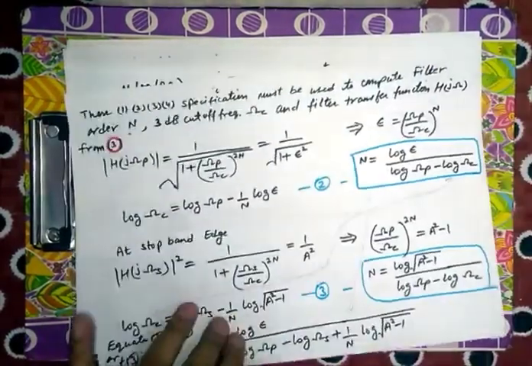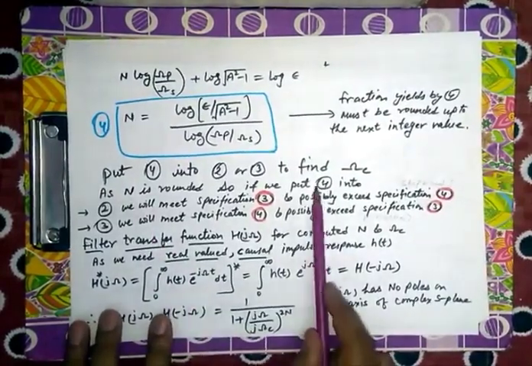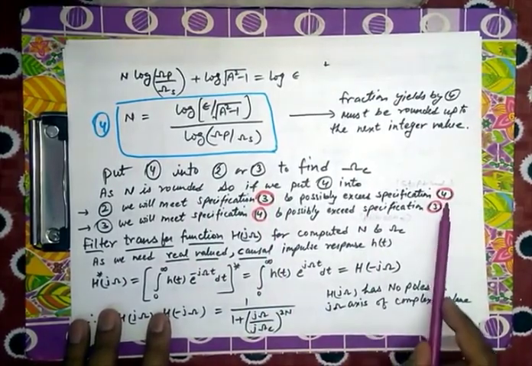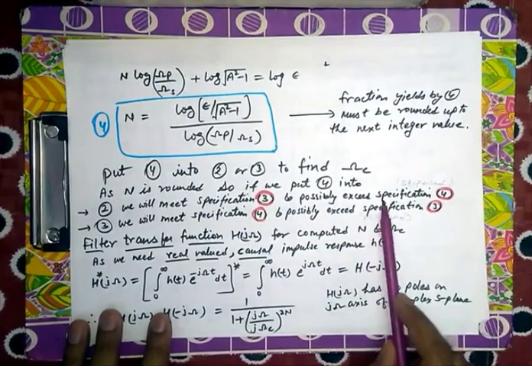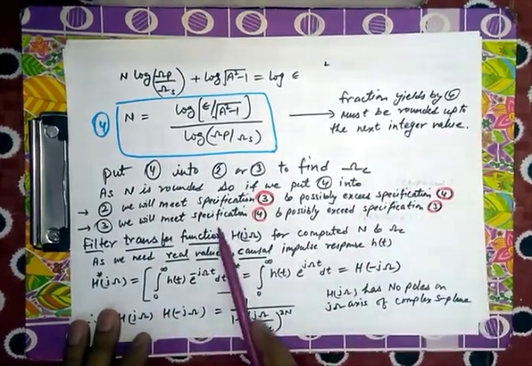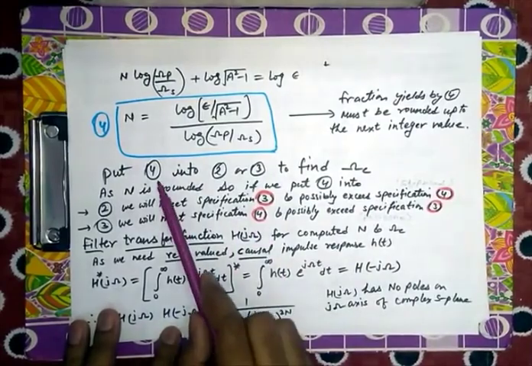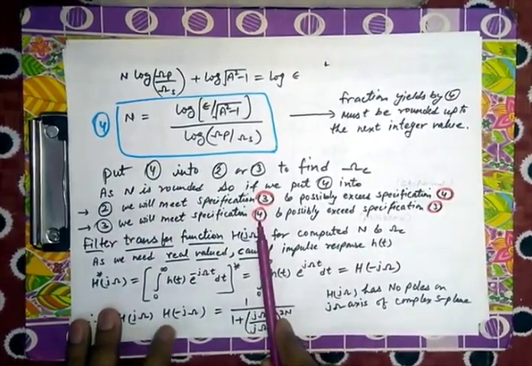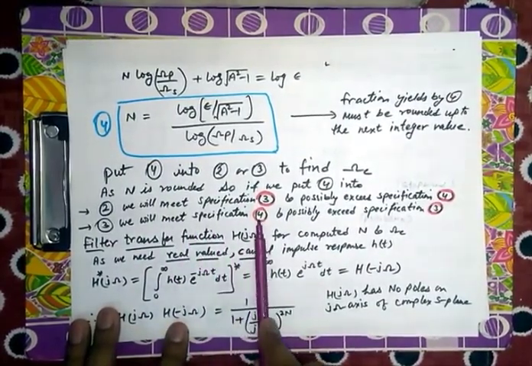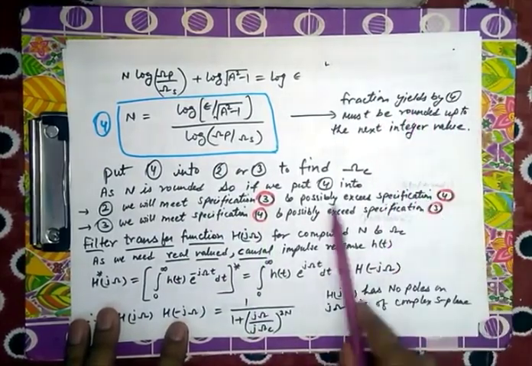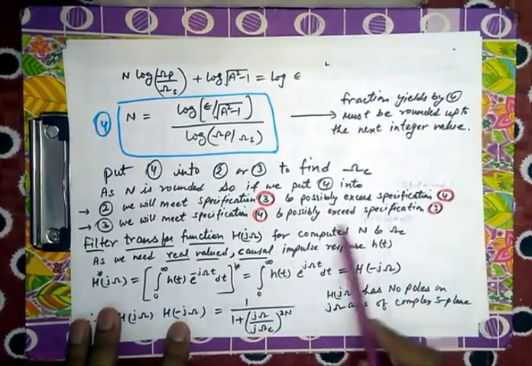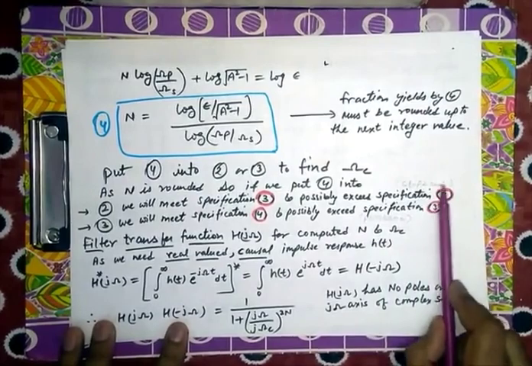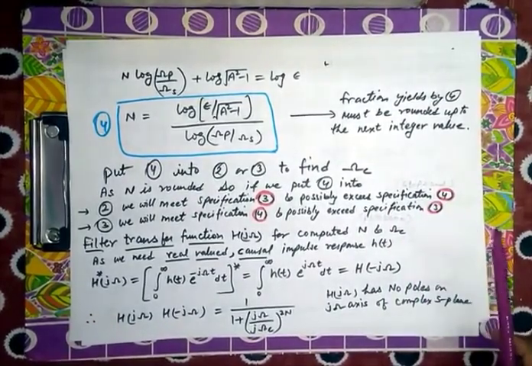So if we put 4 into 2, then specification 3 will be met, and specification 4 will not be exactly met, because it will possibly exceed the specification because of that rounding up, or vice versa. If we put equation number 4 into equation number 3, which corresponds to specification number 4, we will meet specification 4, but due to the rounding up we will possibly exceed specification number 3, that is the pass band specification, and that was the stop band specification. So it is a marginal error, and we can accommodate it.